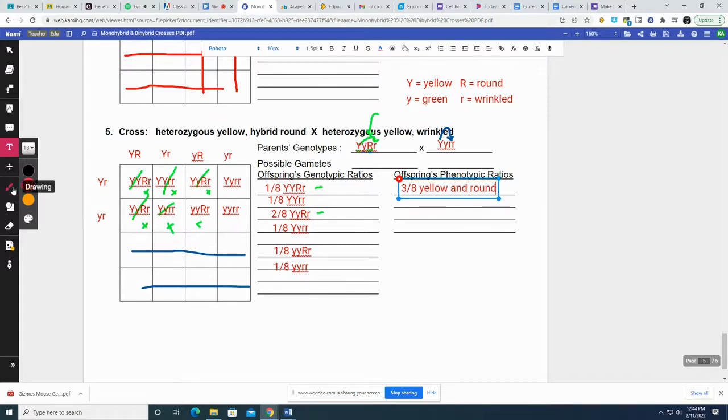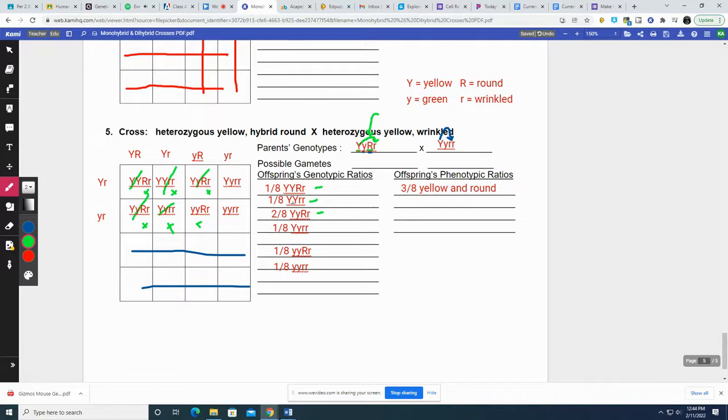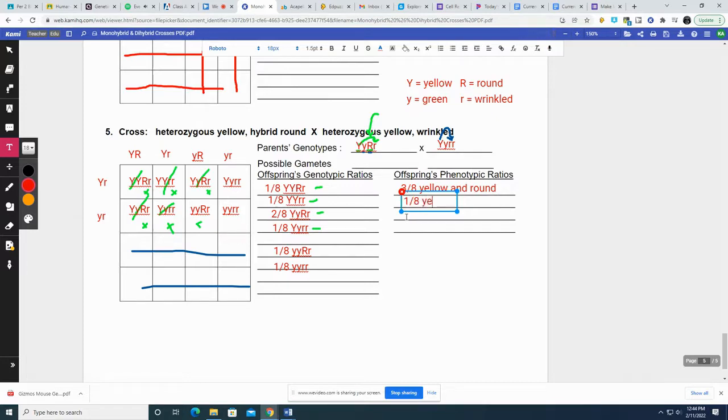All right, let's see another one. See this one. It's got 2 big Y's. It only needs 1, but it's got 2. So it's going to be yellow. It's got 2 little R's, so it's going to be wrinkled. Yellow and wrinkled. Any other ones going to be that? This one here as well. Yellow and wrinkled, and that's it. 1 out of 8 will be yellow and wrinkled. All right, let's go to the next guy.